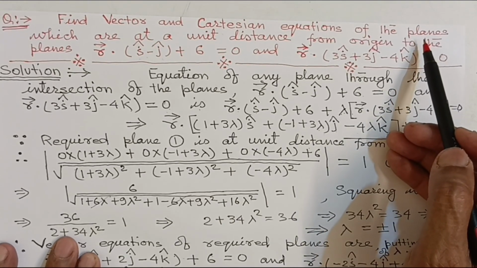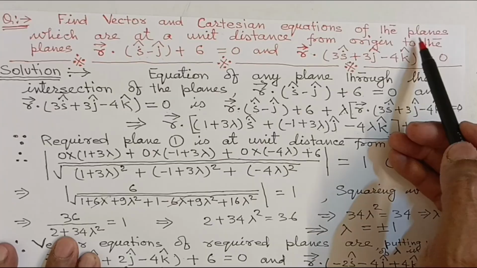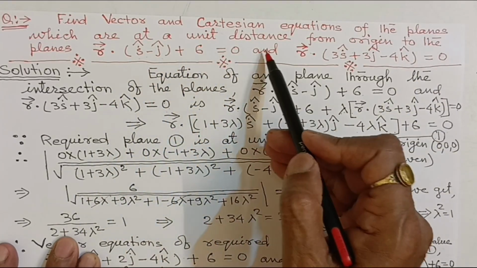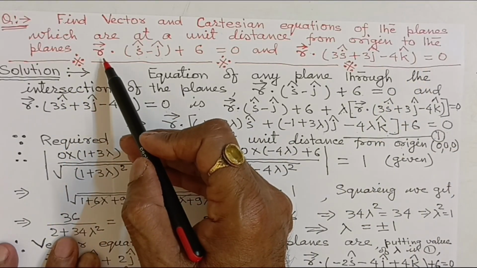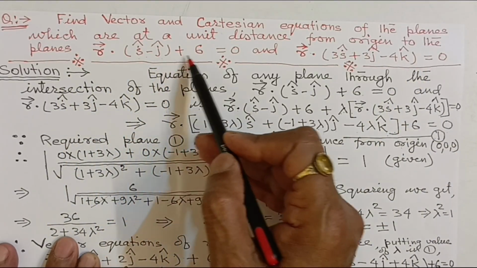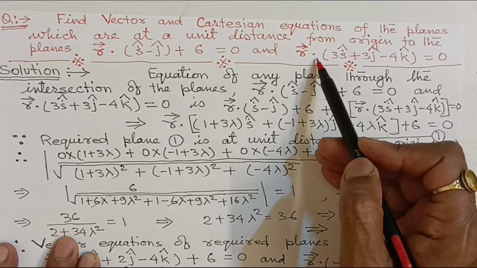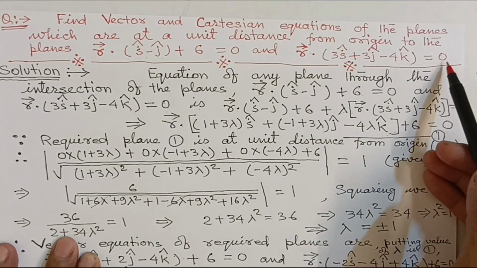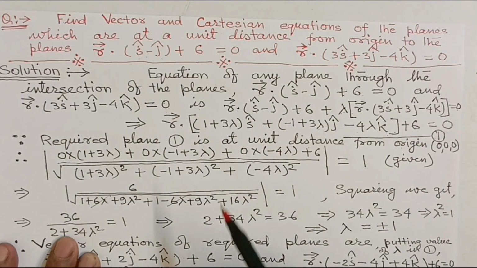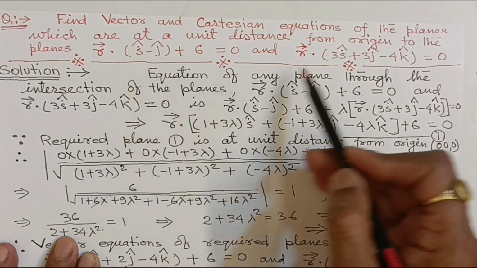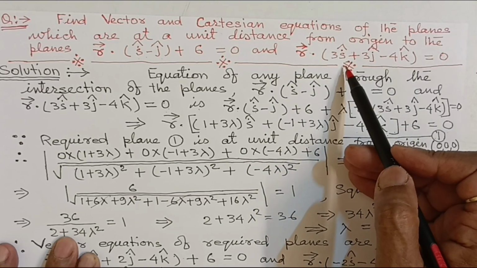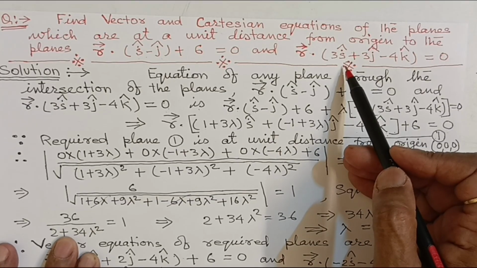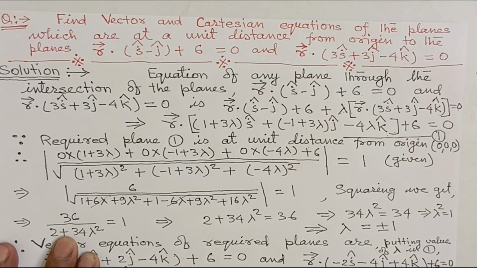Find the vector and Cartesian equations of the planes which are at a unit distance from the origin and pass through the intersection of the planes vector r dot (i minus j plus k) plus 6 is equal to 0 and vector r dot (3i plus 3j minus 4k) is equal to 0. Many planes pass through the intersection of these two planes; we have to find the planes which are at a unit distance from the origin.